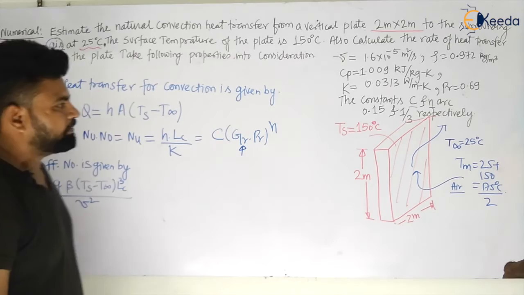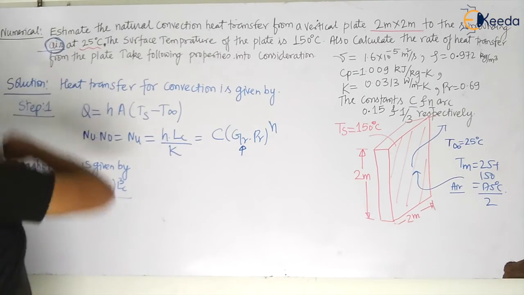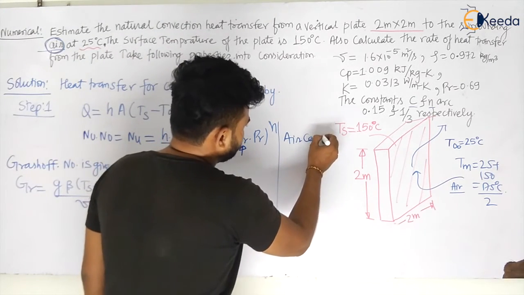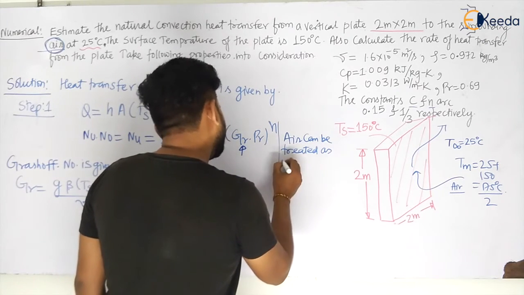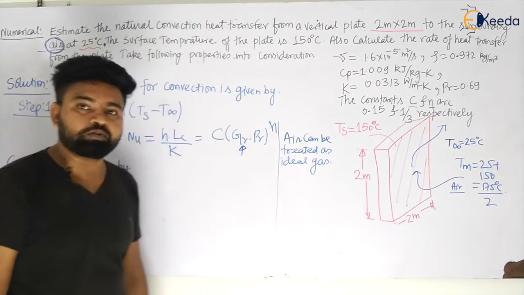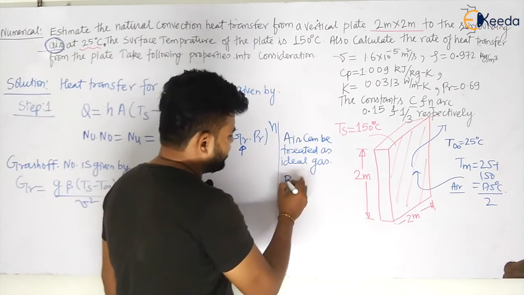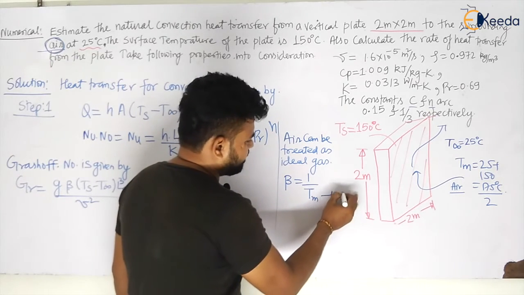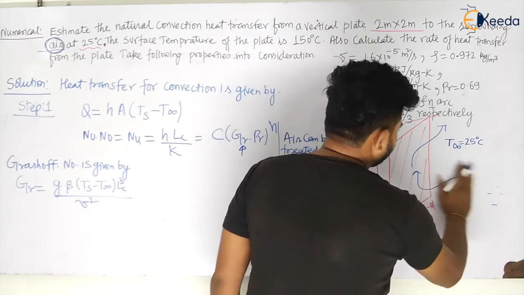So what is the value of beta, my dear students? They have given air, and we know that air can be treated as an ideal gas. And when air can be treated as an ideal gas, we can easily calculate the coefficient of volume expansivity, that is your beta, and beta is given by 1 upon T, where T is the mean temperature in Kelvin. And what is the mean temperature in Kelvin? You can easily calculate here.